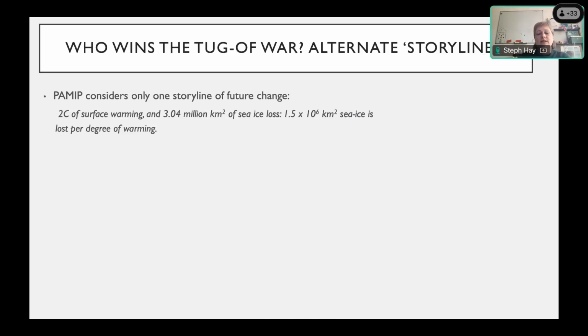We have these alternate storylines. So we only looked at one storyline. That was this CMIP one, which had 2 degrees of surface warming and 3 million square kilometers of ice loss. So we test the ratio of 1.5 million square kilometers of ice loss per degree of warming. But what are the plausible ranges for this ratio?